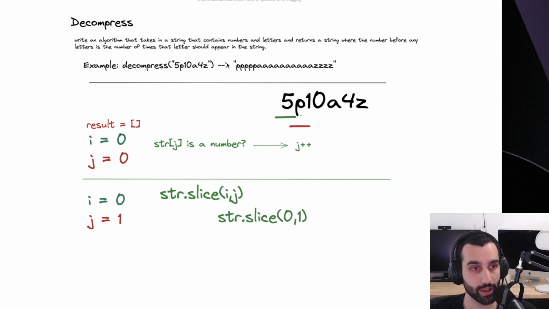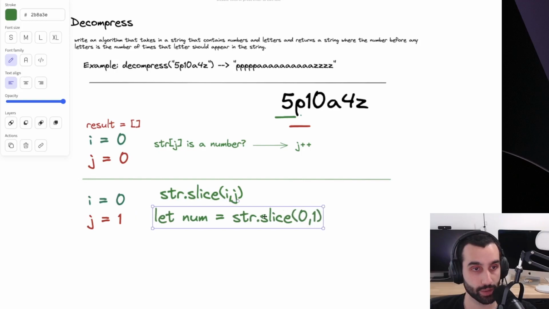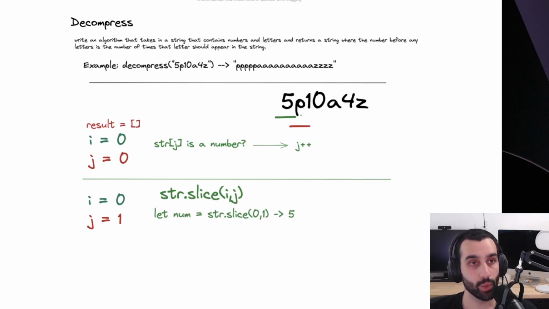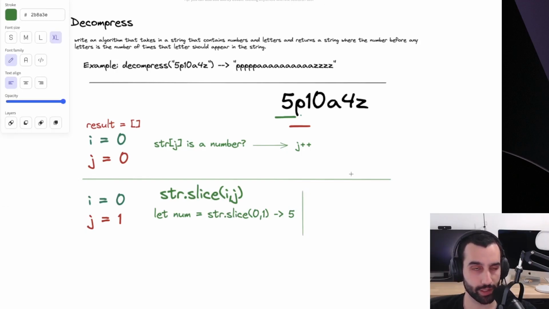So what we can do there is basically set this equal to a variable. So we'll say, for example, let num equal string slice 0, 1. And this is basically equal to 5. So now we have a placeholder that says, okay, now we have this number 5. So with this number 5, what we're going to do is we are going to multiply p by that number. And there's a method we're going to use called repeat, just to make it nicer.